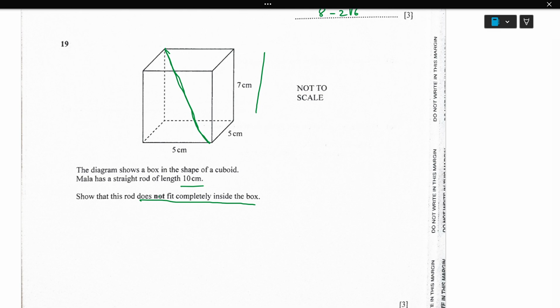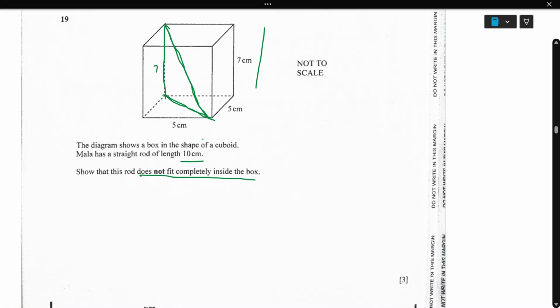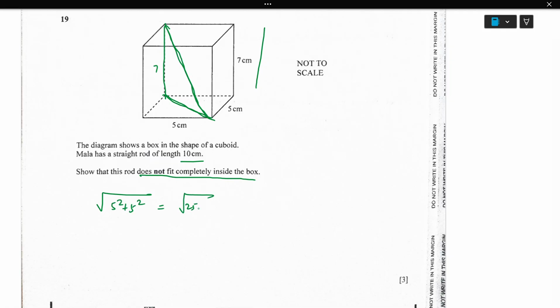If less than 10, it's not going to fit. So here we'll find the diagonal. So we need to draw here. The height we know is 7, so we need to find this length. That length is the square diagonal, which is the square root of 5 squared plus 5 squared, which is the square root of 25 plus 25, which is the square root of 50. Now this length we have, which is the square root of 50. Then we'll use Pythagoras and find the length.